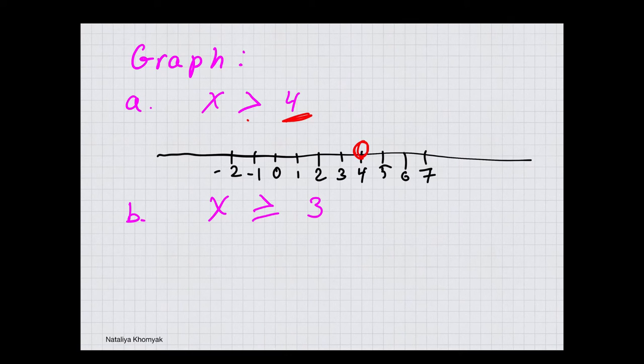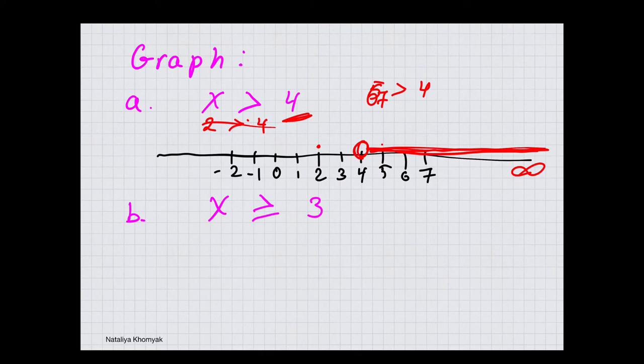All the values that will make this statement true are to the right of 4, because let's say I check with 2. If I plug in 2 instead of x, this is not a true statement. But let's say I plug in 5 instead of x, or 6, or 7, or any other number all the way to positive infinity, we will have a true statement all this way. So this is our solution.